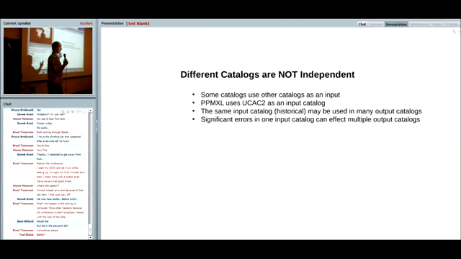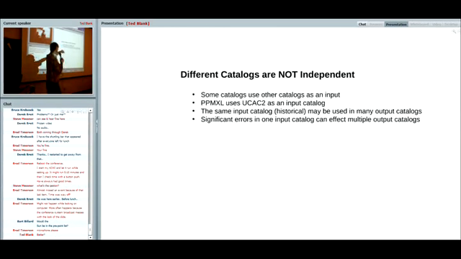But the different catalogs are not independent. These are not independent samples. A lot of them will have the same inputs. PPMXL actually uses some of the UCAC data as an input, not just some of the same source catalogs, but the UCAC catalog itself. So if you're comparing UCAC2 data to PPMXL data, you'd expect to see the same or very similar data most of the time, because PPMXL uses that catalog as an input.